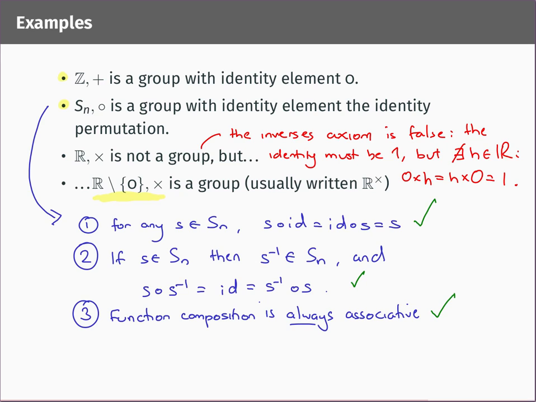And in fact, there's some special notation for this. We often write R superscript times to mean R without 0. And we'll extend that notation as well to the complex numbers. So we'll also write C cross to be the set of complex numbers which are not equal to 0.